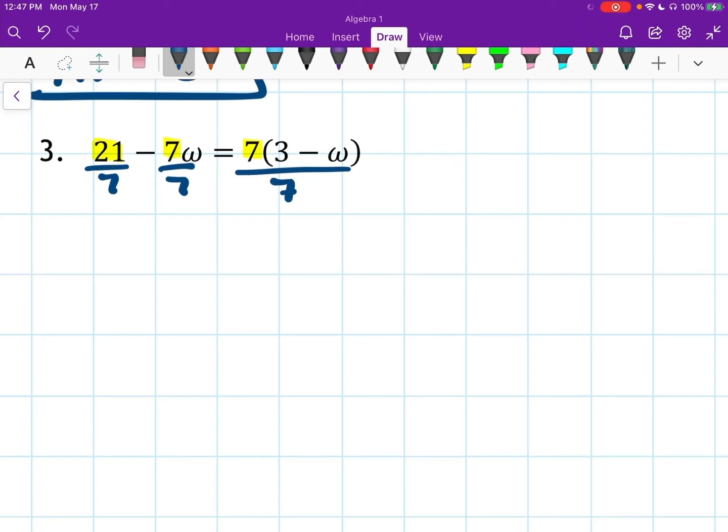You have to divide each thing individually. 21 divided by 7 is 3. Negative 7w over 7 is just negative w. And then over here I get 3 minus w. Well, look at this. We've got 3 minus w, 3 minus w. This is an identity.